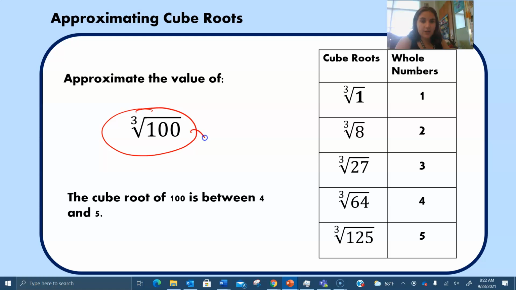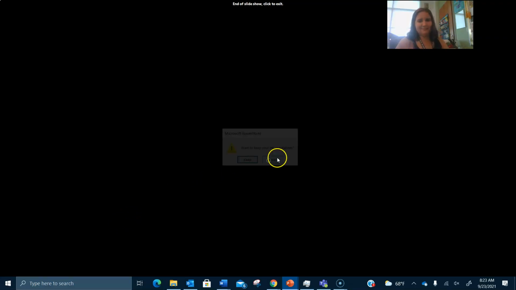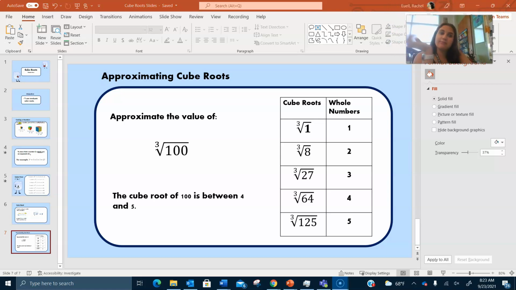100 is in between 64 and 125, and it's about in the middle of 64 and 125. That means the cube root is going to be somewhere between 4 and 5, probably in the middle. And in the middle of 4 and 5 is about 4.5. So it approximates to about 4.5. You're just taking that number in the middle and seeing where it would lie between. So practice, practice, practice. Bye.